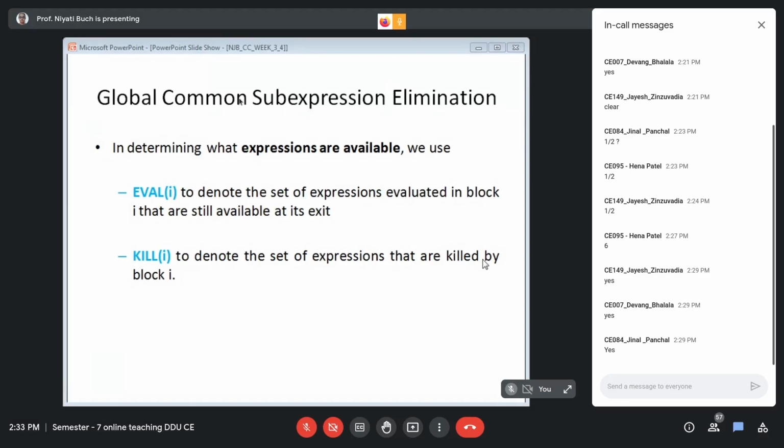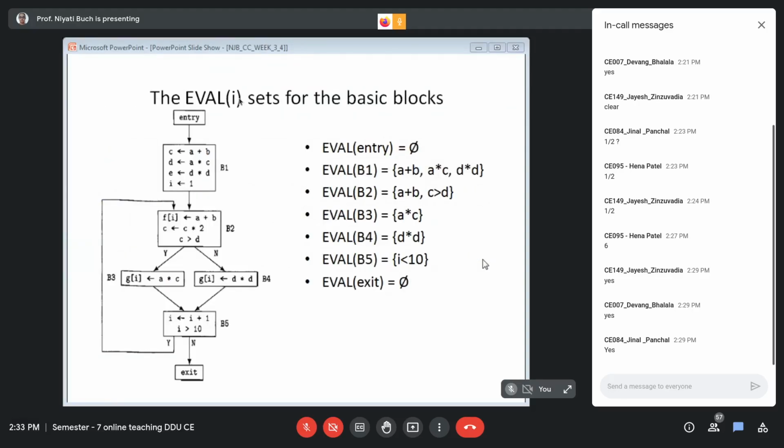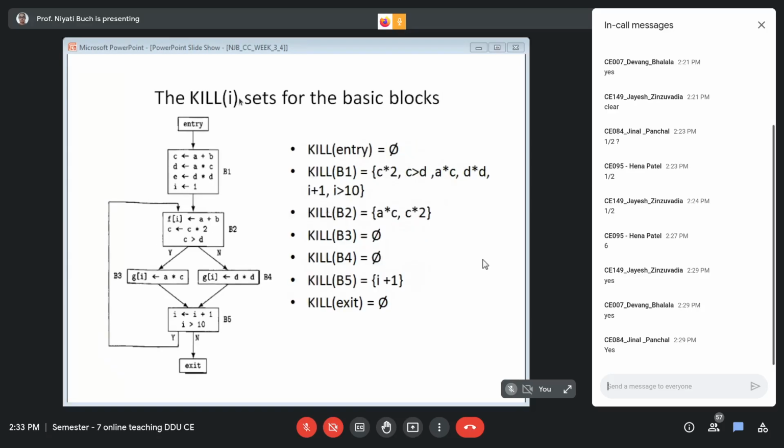If you remember from the previous session, for this given flow graph, which we had as an input, we have basic blocks over here. The whole flow graph is ready. For this particular flow graph, we found out the eval set for every basic block, and then we found out the kill set. I do hope that you remember this part. These slides have already been shared with you, so you may be knowing this.